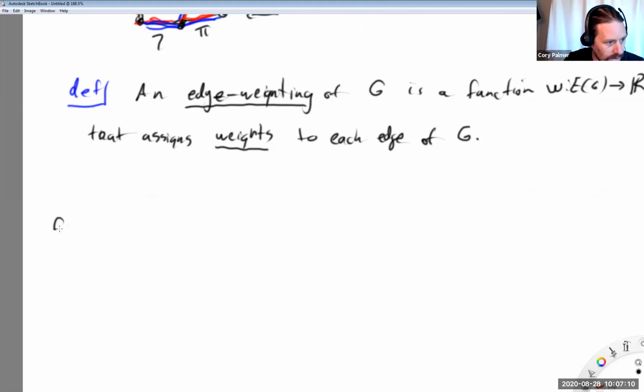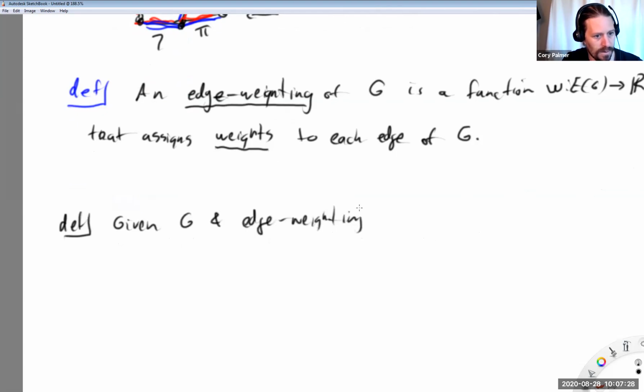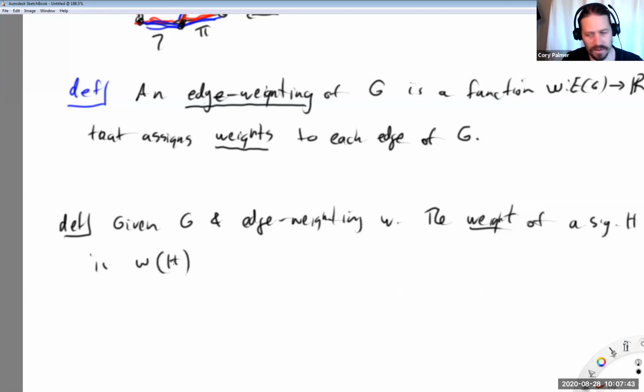So given, well, actually, let's do a definition that's even a little bit more general than what's in the book. So given G and an edge weighting W, the weight of a subgraph H is simply the following sum. So I'm going to define it like this. I haven't written this in the notes, but this is a very typical piece of notation as well.